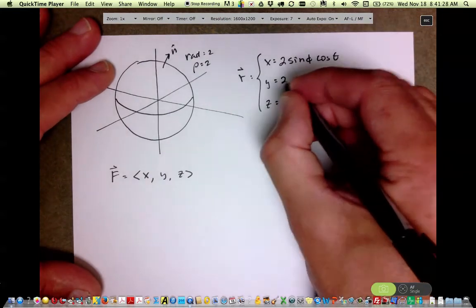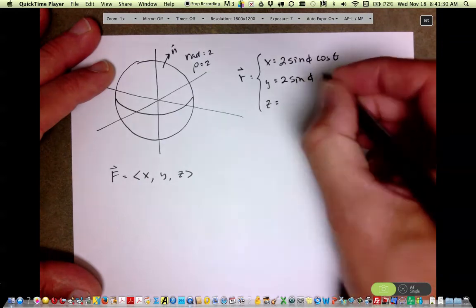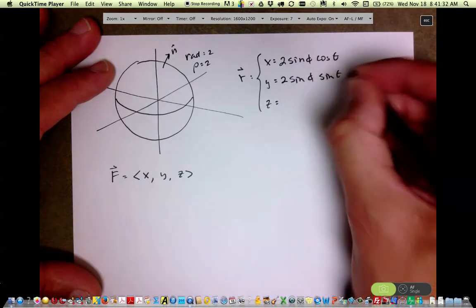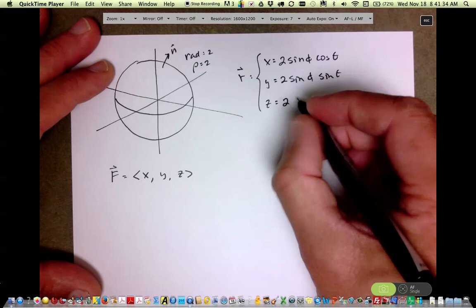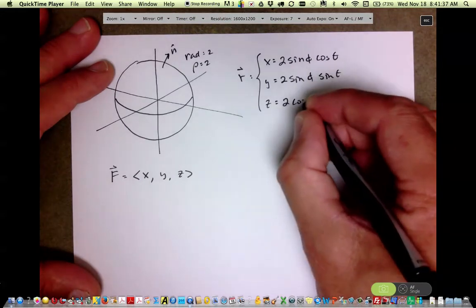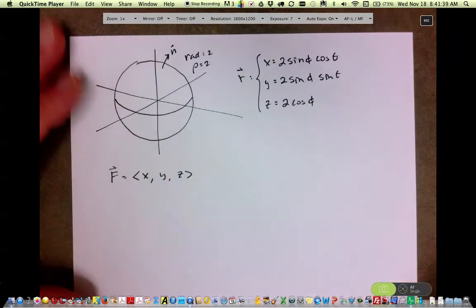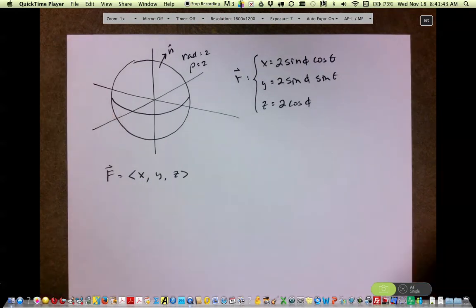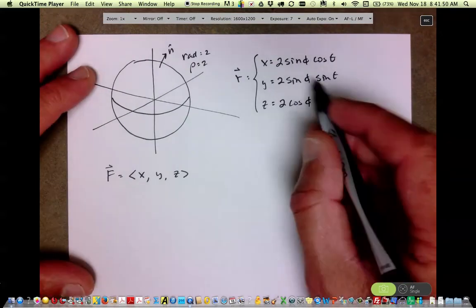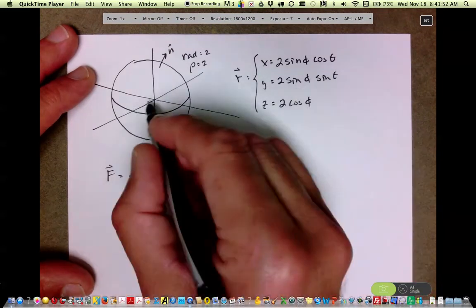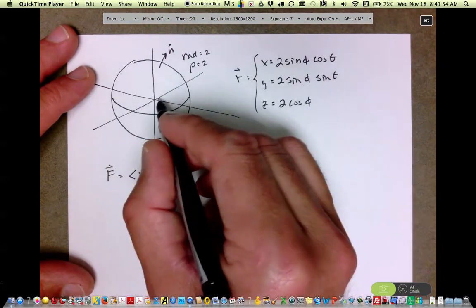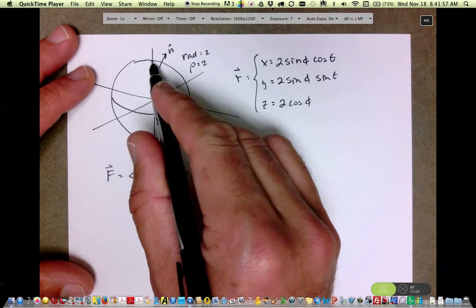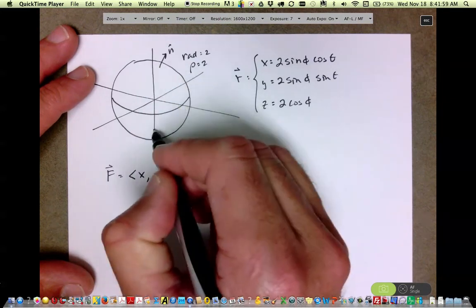Y is equal to 2 sine phi times sine of theta, and z was equal to rho cosine phi, or 2 cosine of phi. Go back and look at spherical coordinates. Those are the formulas that got us from rectangular coordinates into spherical coordinates. And remember what these thetas and phis are. Theta is measured around in the xy plane, and phi is the one that's measured from the vertical z-axis down to the bottom.